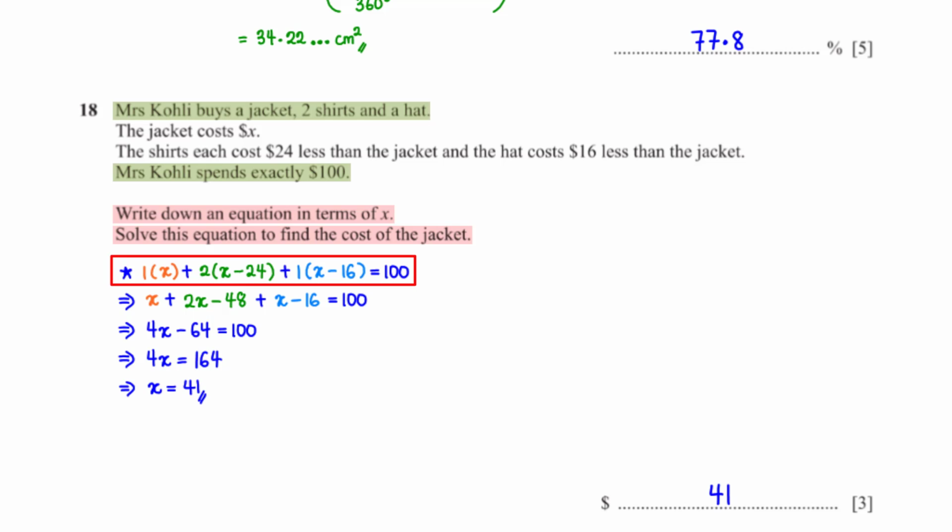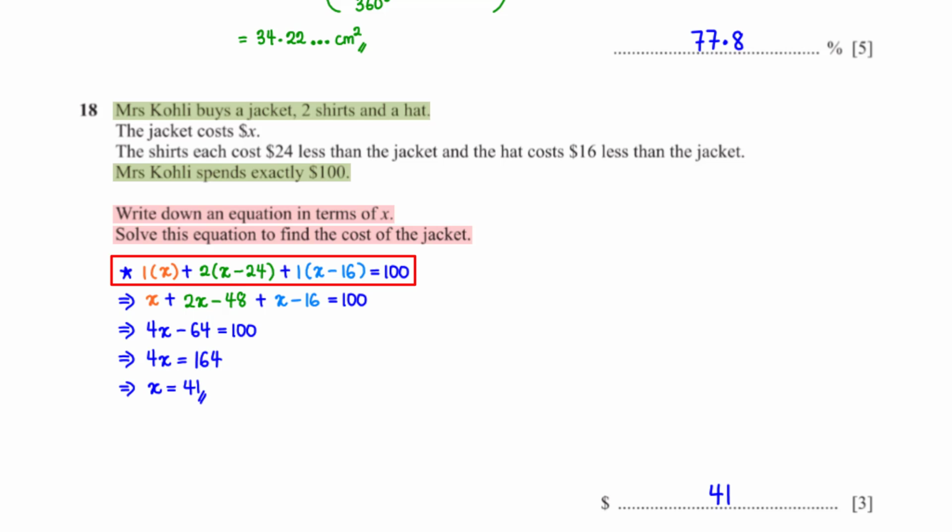The cost of getting the jacket, which is 1 times X dollars, plus the cost of getting the 2 shirts, which is 2 times X minus $24, plus the cost of getting the hat, which is 1 times X minus $16, is equal to $100.